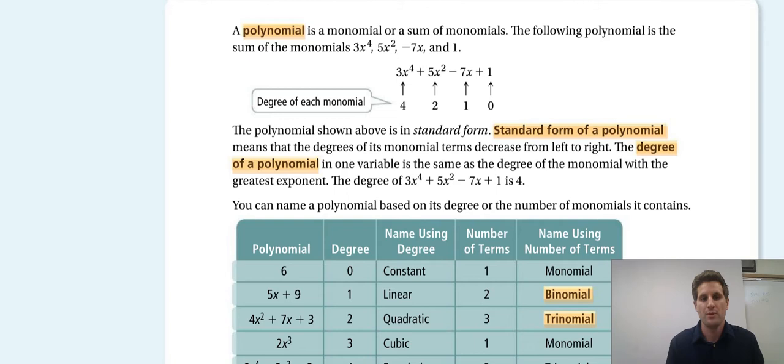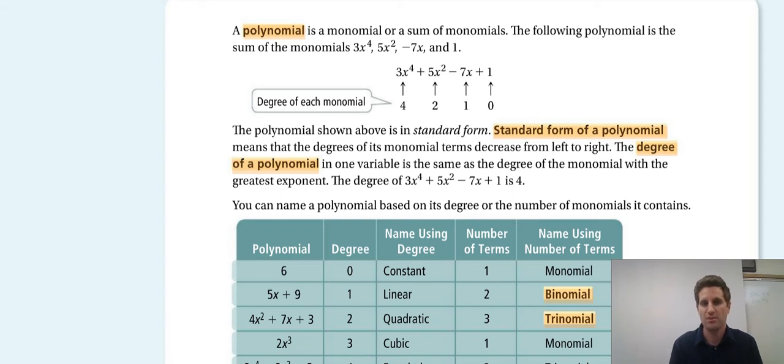Okay, we have a monomial, which is one term, but we can also do a polynomial, which is multiple terms together. So a polynomial is a monomial or a sum of monomials. The following polynomial is the sum of the monomials 3x to the fourth, 5x squared, -7x, and 1. And we can find the degree. This would have a degree of 4, degree of 2, degree of 1, and degree of 0.